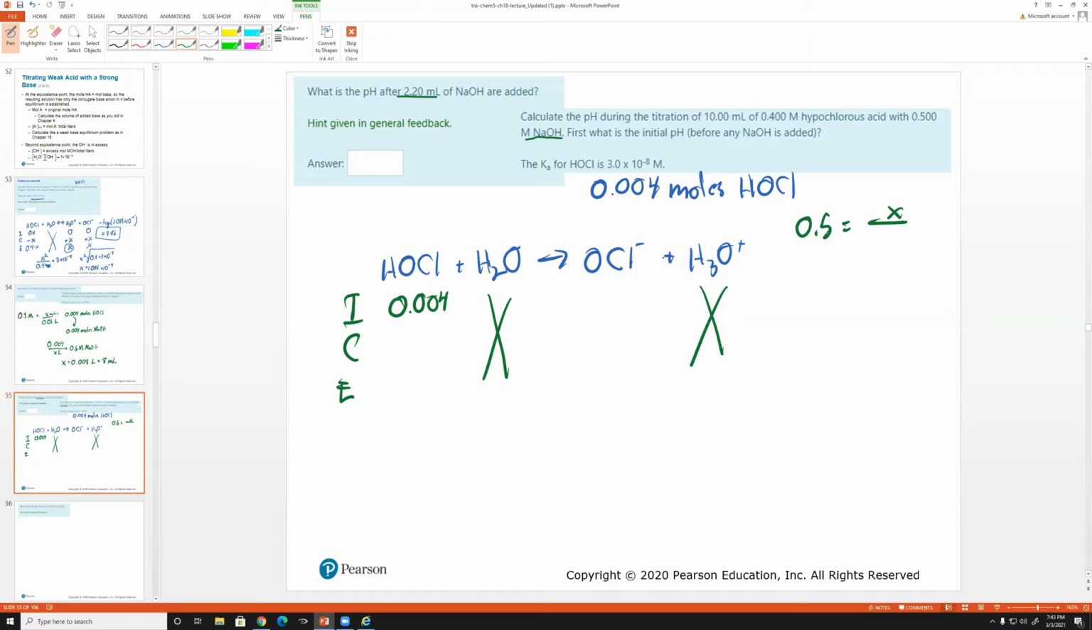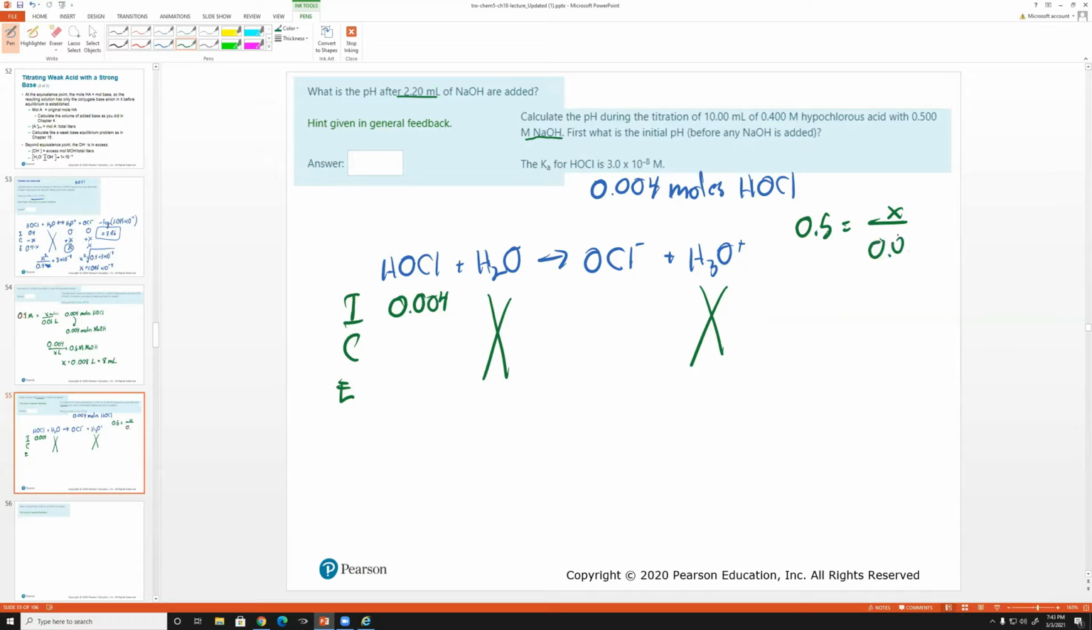But we don't need that right now. I know, Christina, we do need to convert to molarity at the end. But right now we can't because we have molar amounts. And since we're adding 2 mLs, the molar concentrations are going to change.